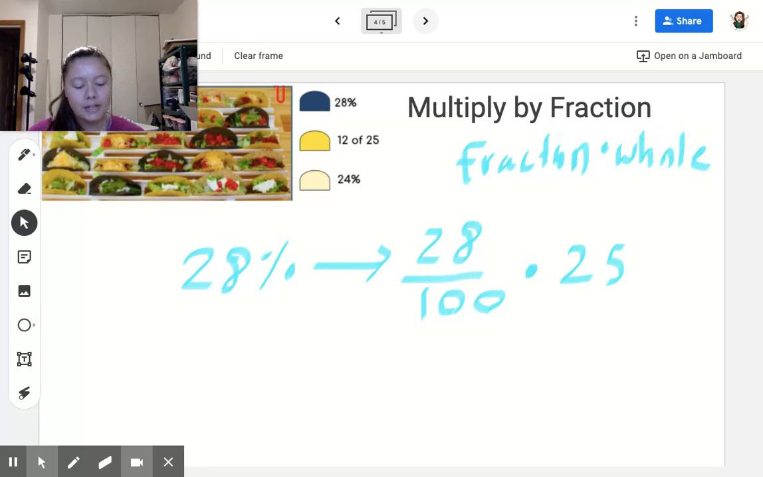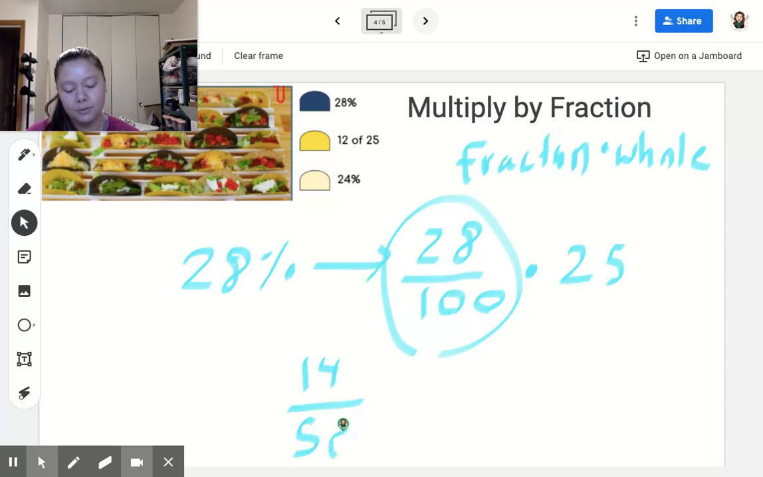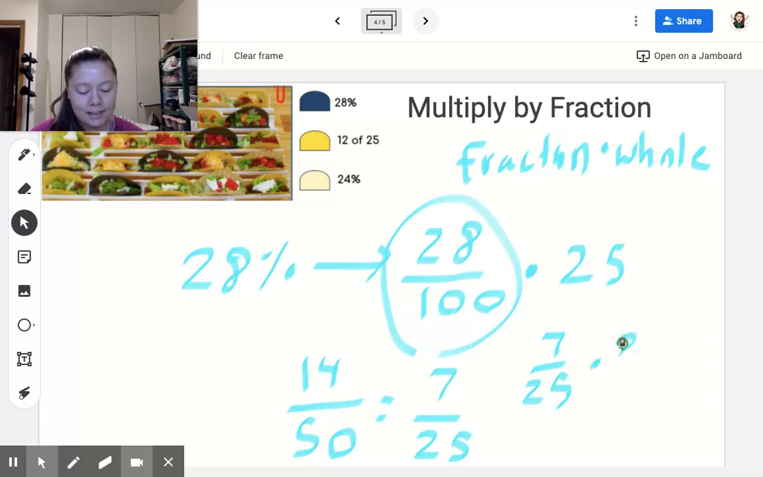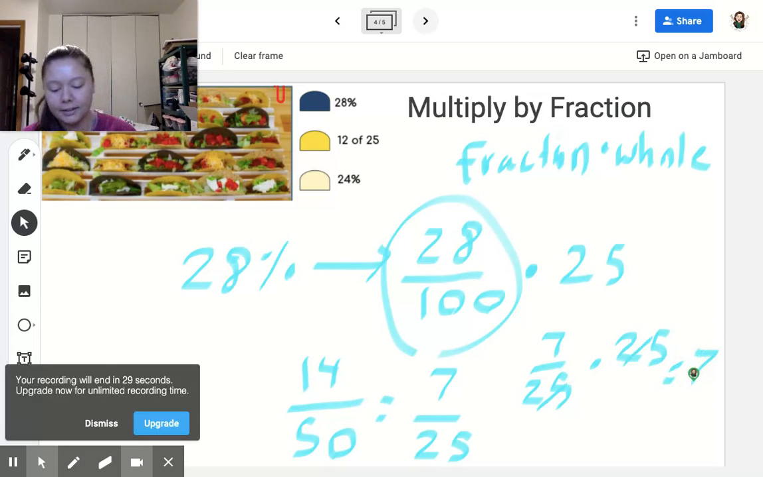Right, when I do this, well, one, I might want to simplify down my fraction. 28 divided by 2 is 14. 100 divided by 2 is 50. I could divide by 2 again. 14 divided by 2 would be 7. 50 divided by 2 would be 25. So actually I've got 7 over 25 times 25. And then I can see that these 25s, they kind of cancel each other out, so it equals 7. All right, 7 tacos there. Just multiplying by that fraction. 7 tacos.